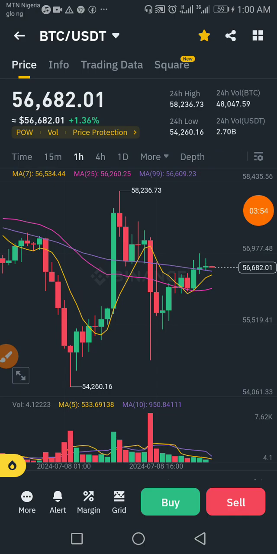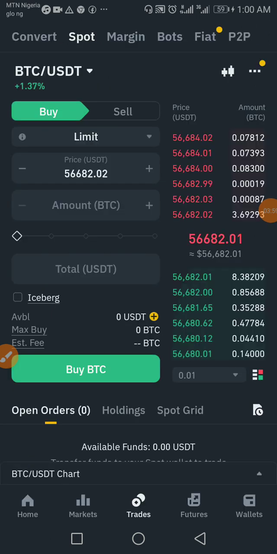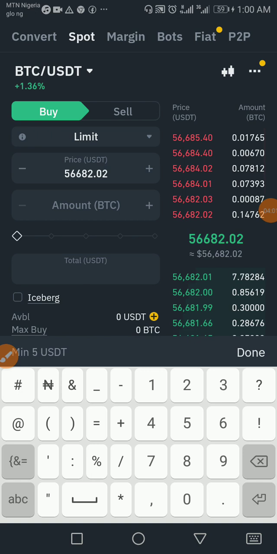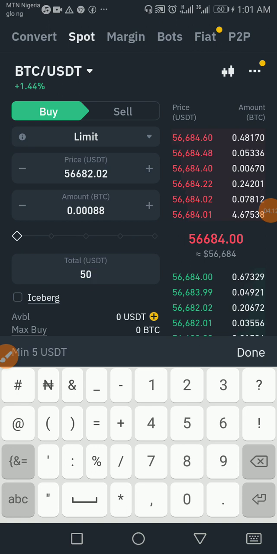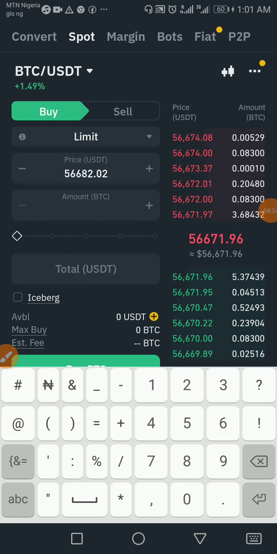So over here on Binance, let's use $50. If we use $50 to get the BTC, we will have 0.00088 BTC with a capital of 50 USDT. Let me copy it and move over to the Chiliz website to see how much we are going to get in return.